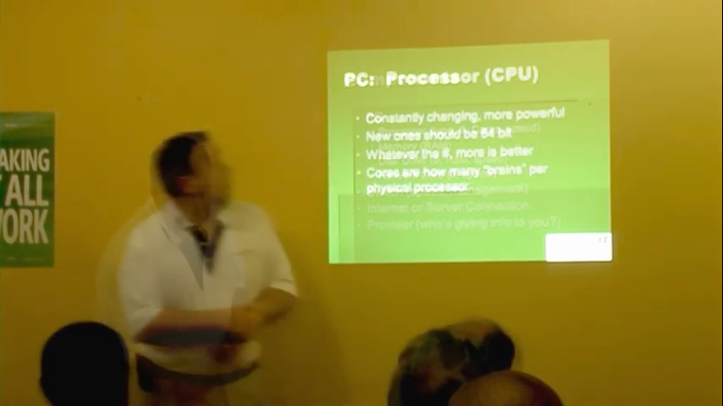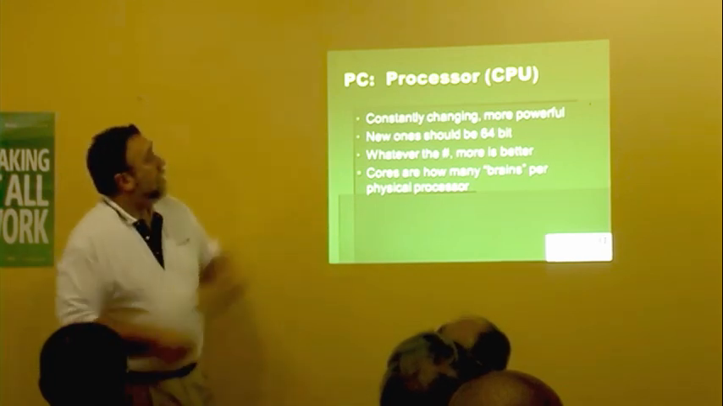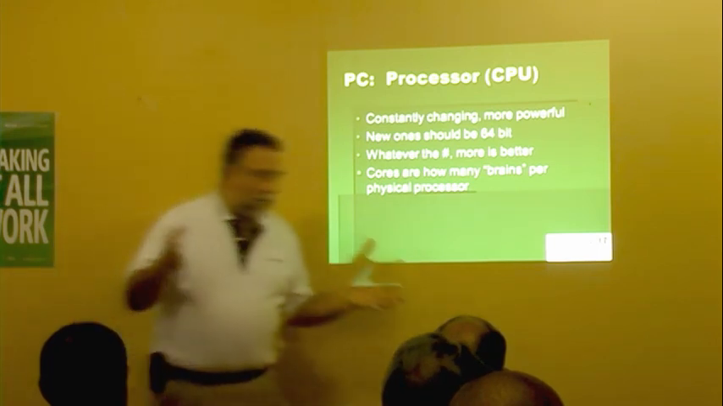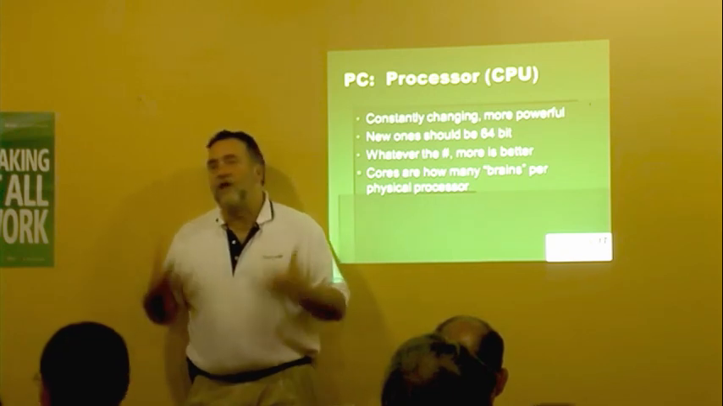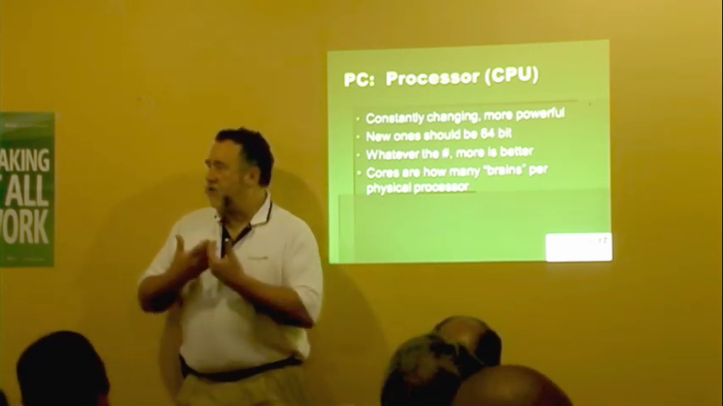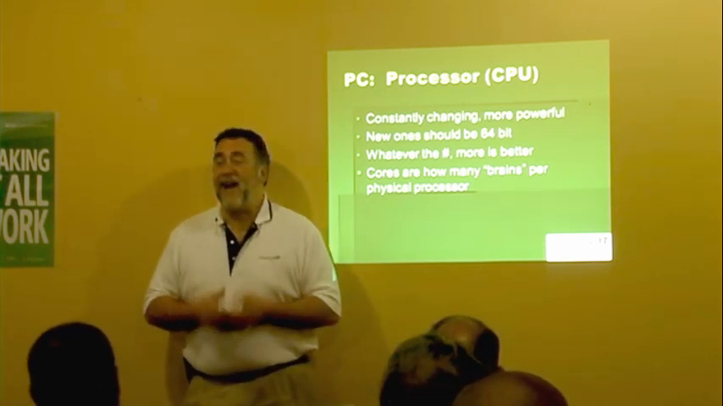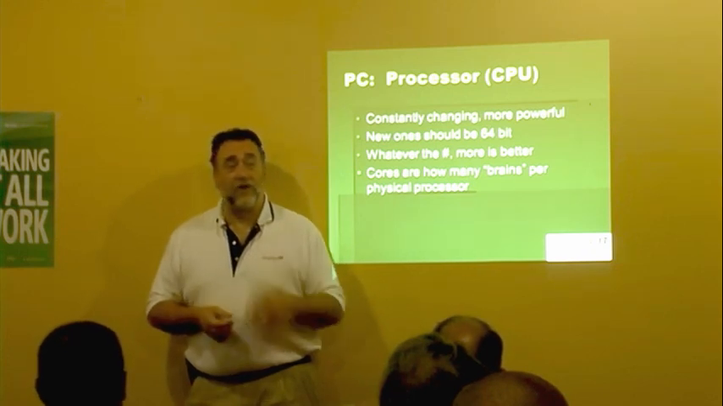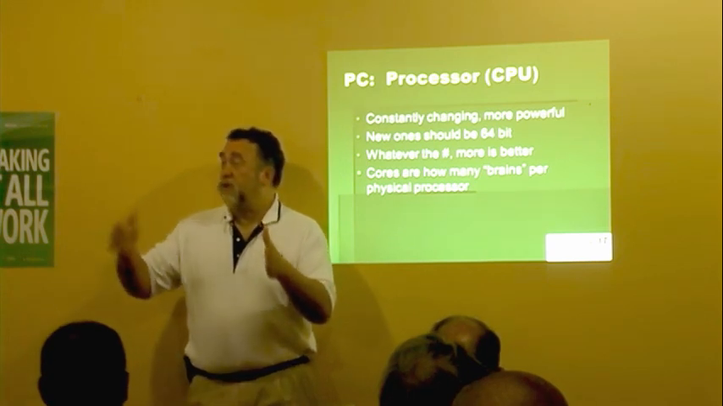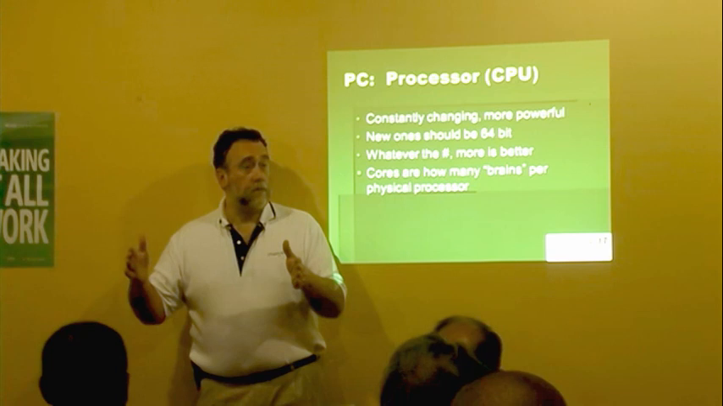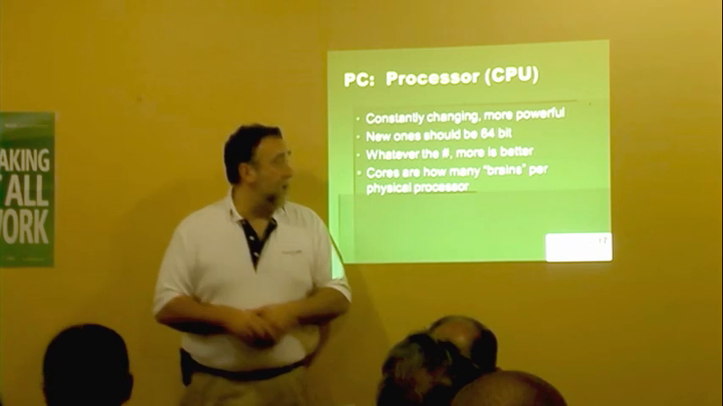So we've got those. When we start talking about the PC and the processor, again, the processor is the brain behind it, constantly changing, more powerful. The new ones are all 64-bit. What's 64-bit? It's twice the size of 32-bit. It's essentially how complex the instructions can be that you're asking it to run. Similarly, if I only gave you the ability to give me instructions using this many letters, or I doubled that, you could give me much more complicated instructions. The same kind of thing. Whatever the number, more is better.